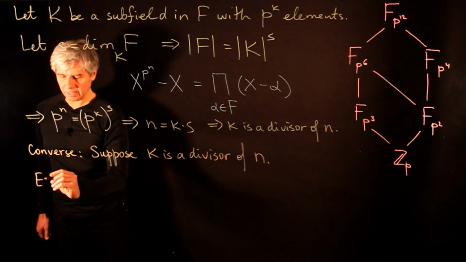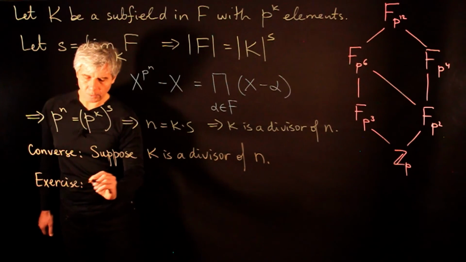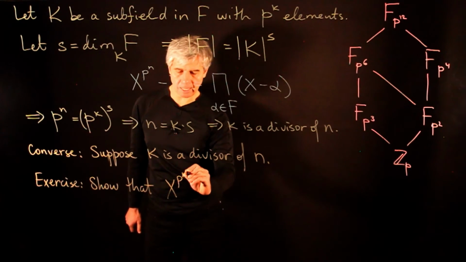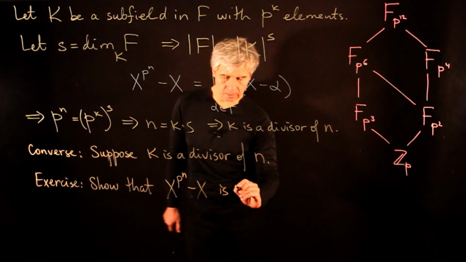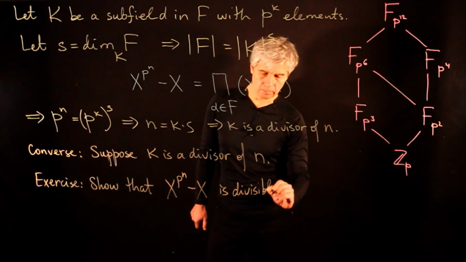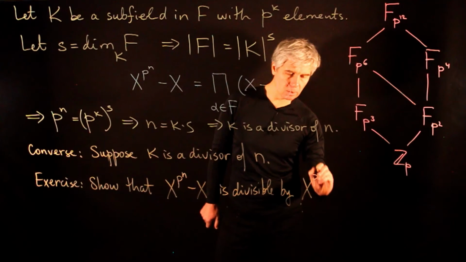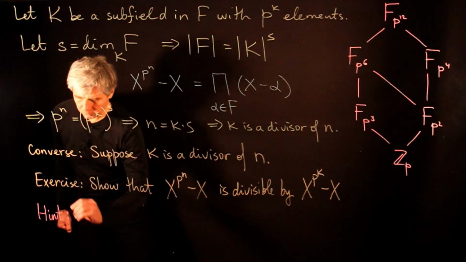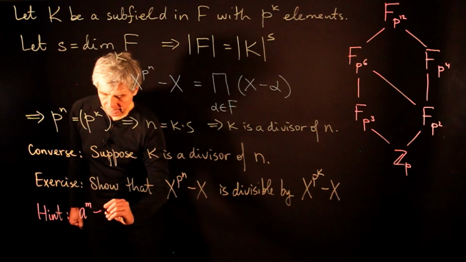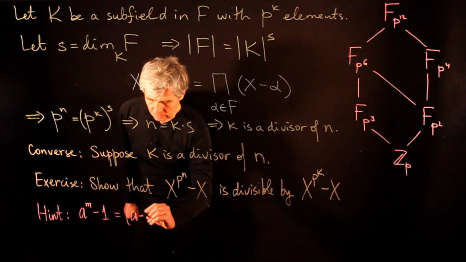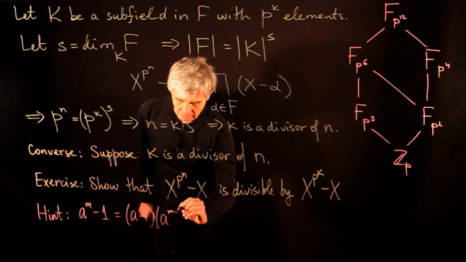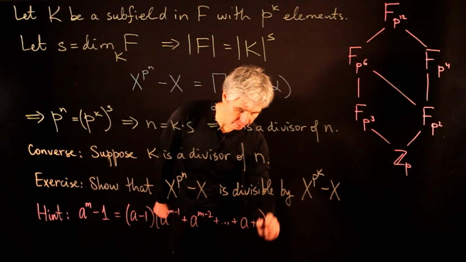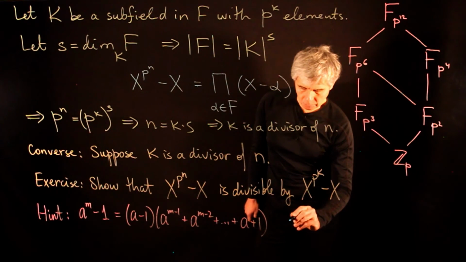Then I give you as an exercise to show that x to the p to the n minus x, in this case, is divisible by x to the p to the k minus x. This proof is based on the following formula, that a to the power m minus 1 is equal to a minus 1 times a to the m minus 1 plus a to the m minus 2 plus ... plus a plus 1. And in this proof, you use this formula twice.